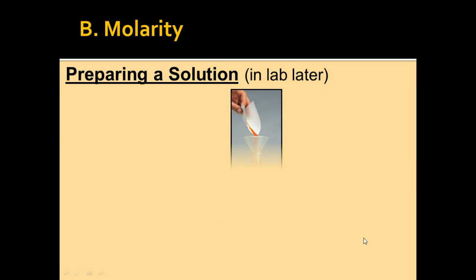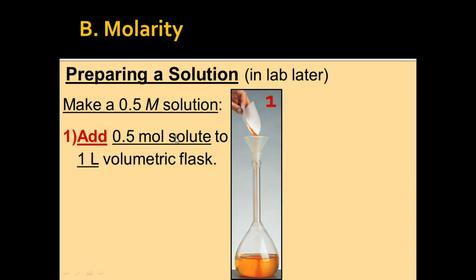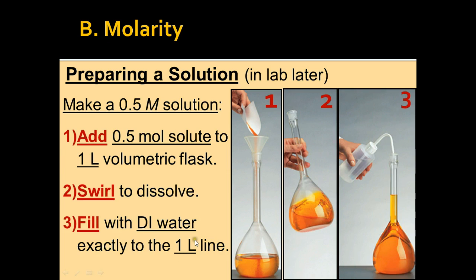Here we're going to briefly talk about preparing a solution. To make a 0.5 molar solution, you just add 0.5 moles of solute to a flask like this. We dissolve it first, and then we fill it up with water so it has exactly 1 liter of solution. So pretty much we add 0.5 moles to 1 liter of water or solvent and stir it like this.